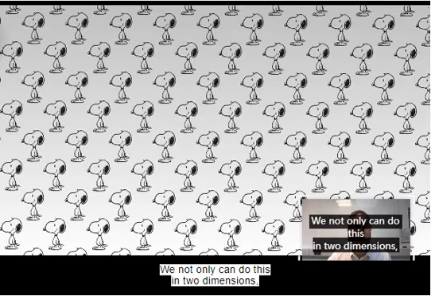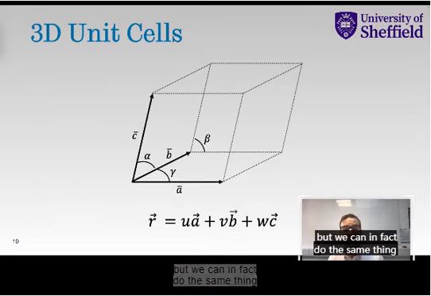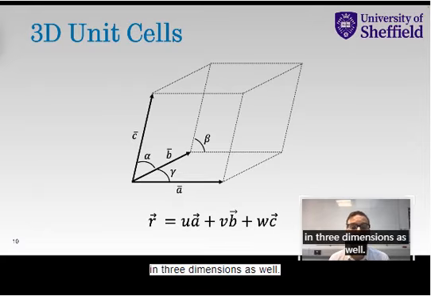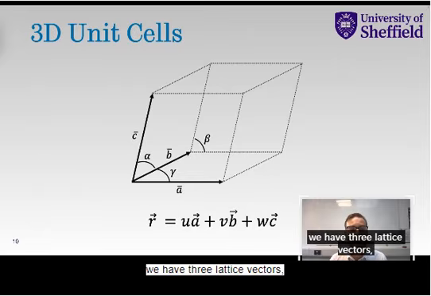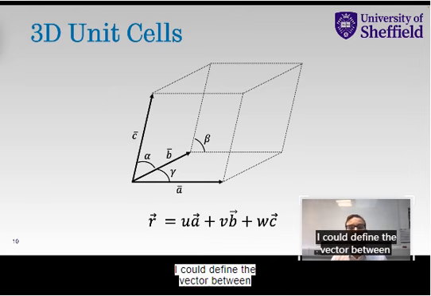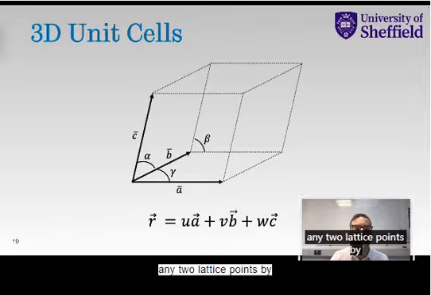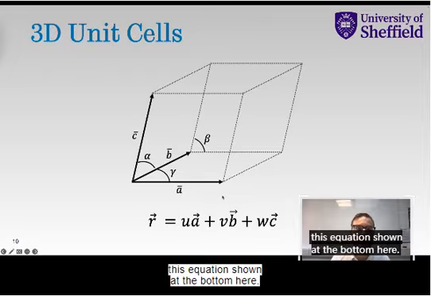And we not only can do this in 2 dimensions, but we can in fact do the same thing in 3 dimensions as well. So rather than just having 2 lattice parameters A and B, we have 3 lattice vectors A, B and C shown here. And I could define the vector between any 2 lattice points by this equation shown at the bottom here.